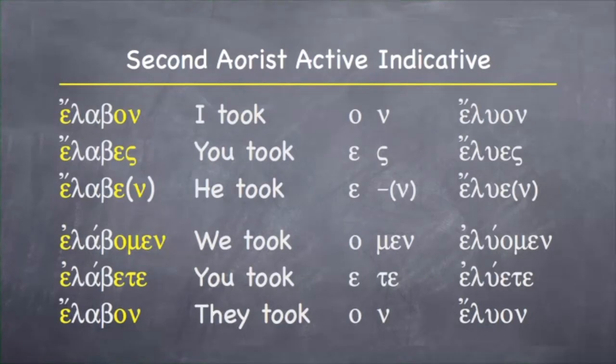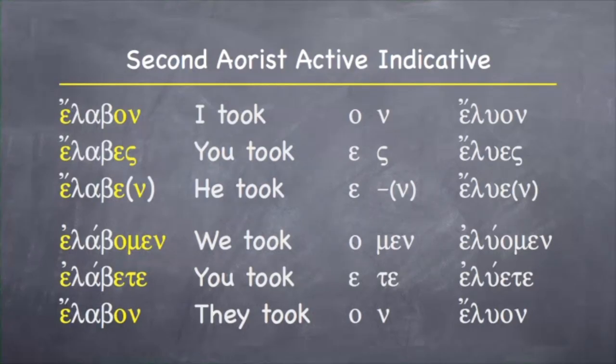Because in fact, it's identical to imperfects. And that's why you have the imperfect down the right-hand side: eluon, eluos, eluon, and so forth. Well, that brings up an interesting question, doesn't it? If you saw elebon, how would you know it's not an imperfect?